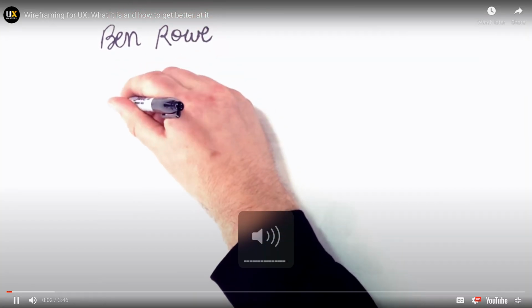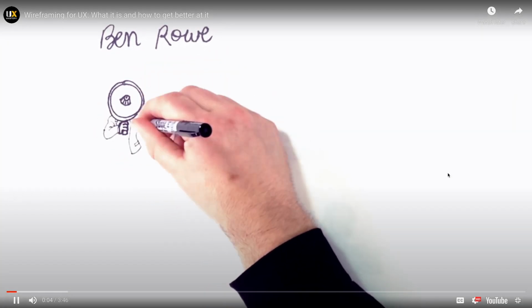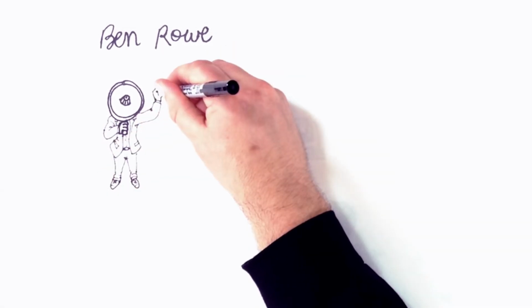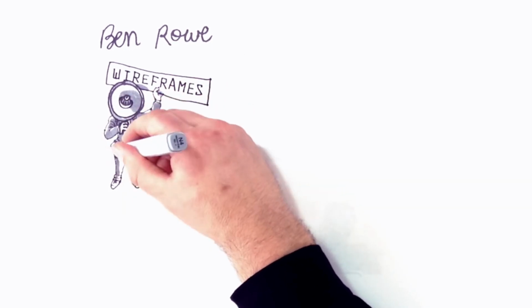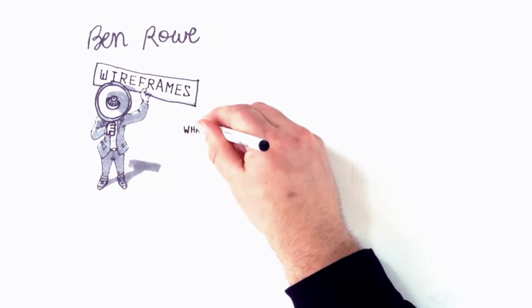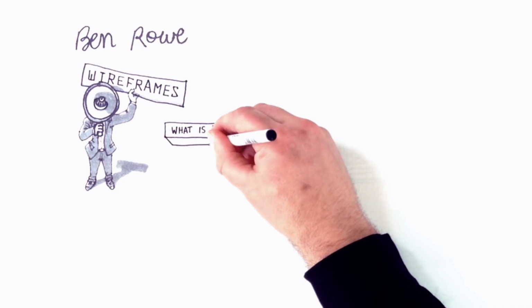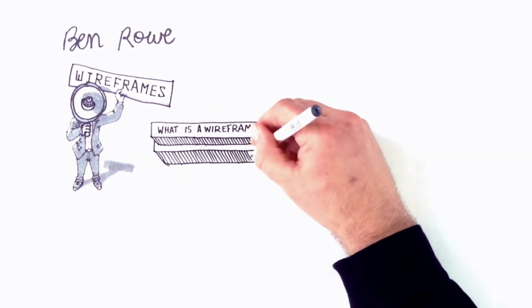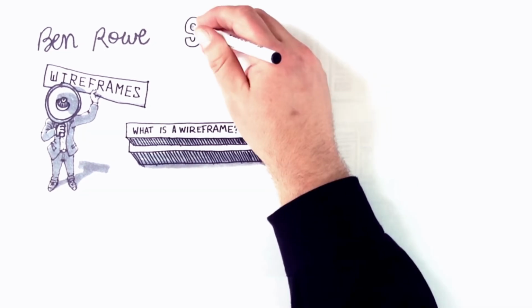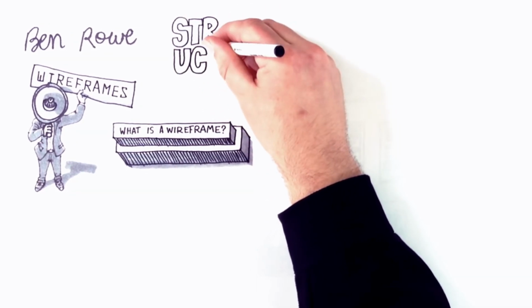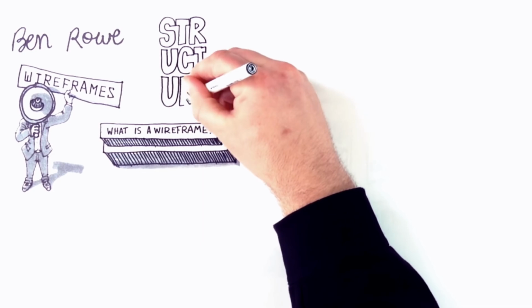Hi, I'm Ben Rowe, and in this video, I'll be talking about wireframes, what they are, the different types of wireframes that you can create, and some practical advice about how to improve your wireframes. But first things first, what is a wireframe? Well, a wireframe is like an architect's drawing. It's a draft visual representation of your user interface, and you can use wireframes to communicate 4 things.